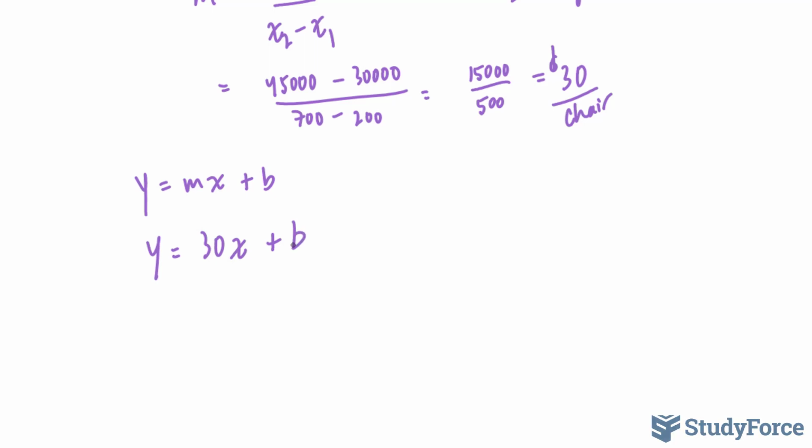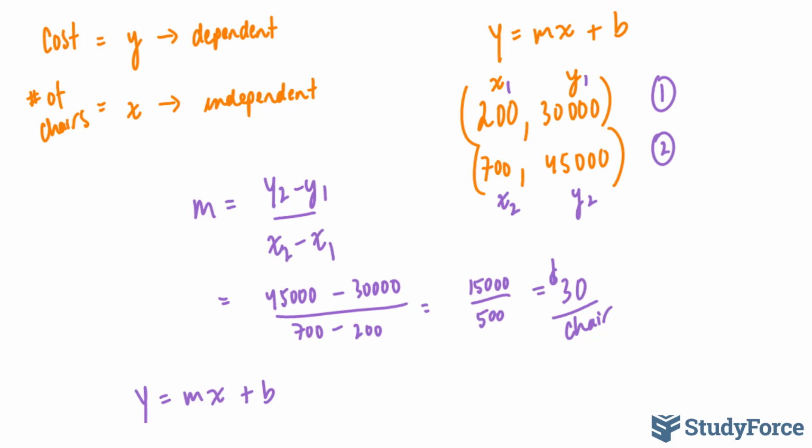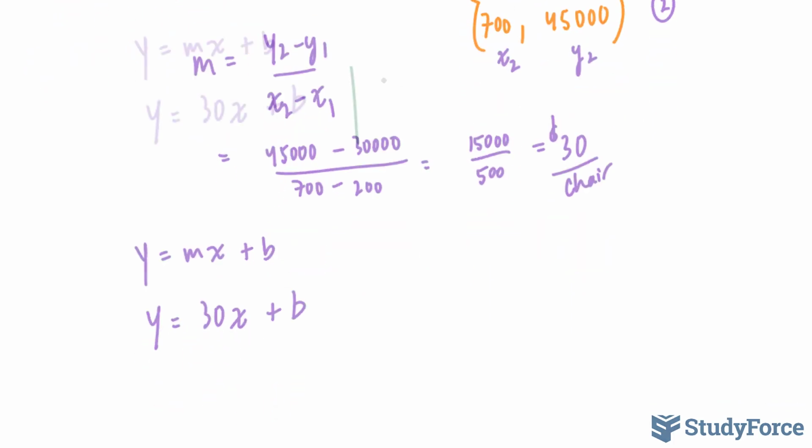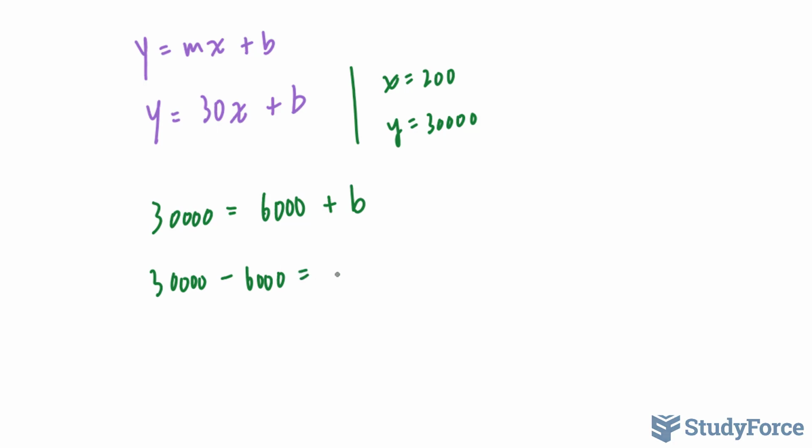Now the next step is to find your initial value, your b. And to do that, you can use any one of these 2 points that the question gives us. 200 and 30,000 we'll use, x at 200 and y at 30,000. And we're going to apply these values into our formula so we can solve for b. Notice what happens. 30,000 is equal to 30 times 200. 30 times 200 is equal to 6,000 plus b. To solve for b, we're going to move this over. 30,000 minus 6,000 is equal to b, and that is equal to 24,000.